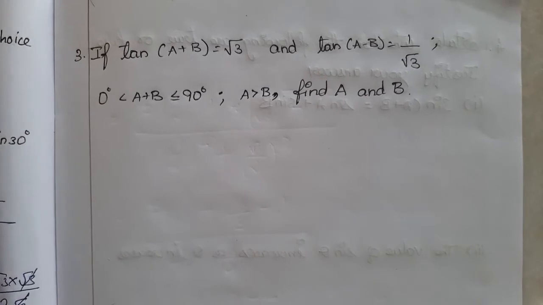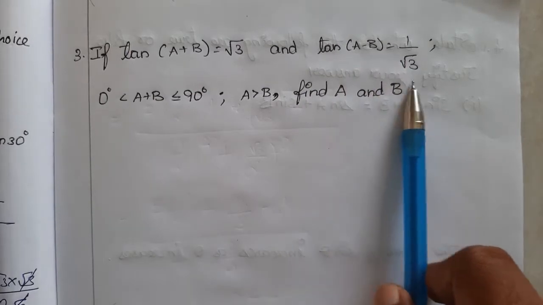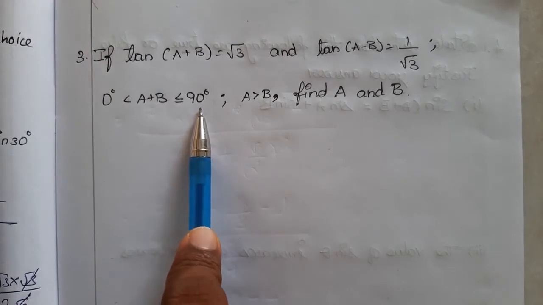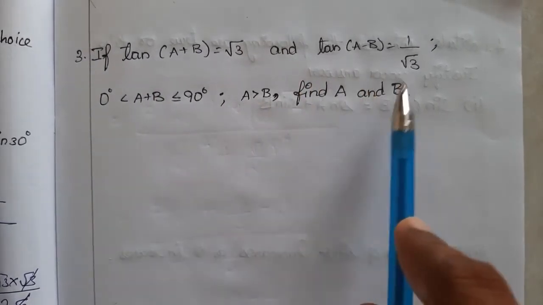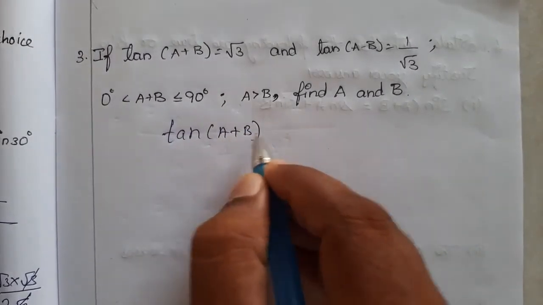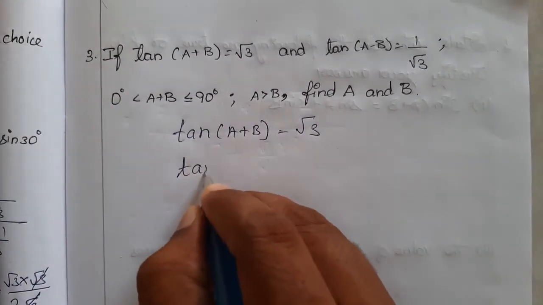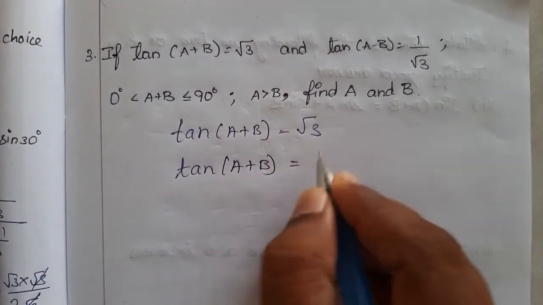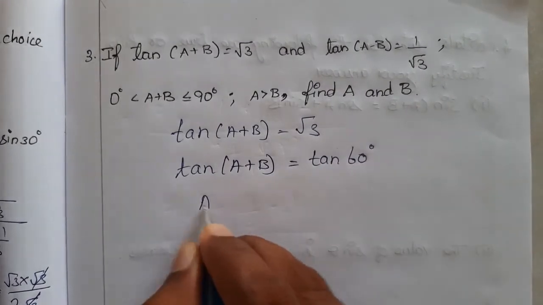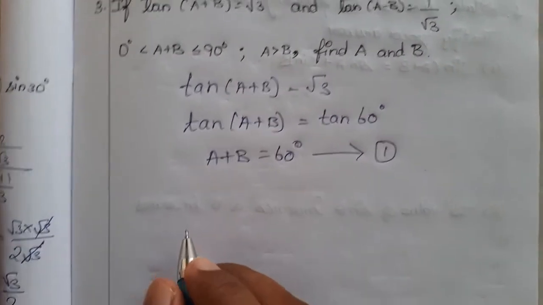And here we go for the next interesting problem. If tan of a plus b is equal to square root of 3 and tan of a minus b is equal to 1 by square root of 3, and a plus b lies between 0 degree and 90 degree, and a is greater than b, find a and b. So the first thing given is tan of a plus b is equal to square root of 3. When we get square root of 3 for tan, let me equate both sides by tan. That is tan 60, right? So a plus b is equal to 60 degree. Let it be equation 1, and we can apply the same for the second one.